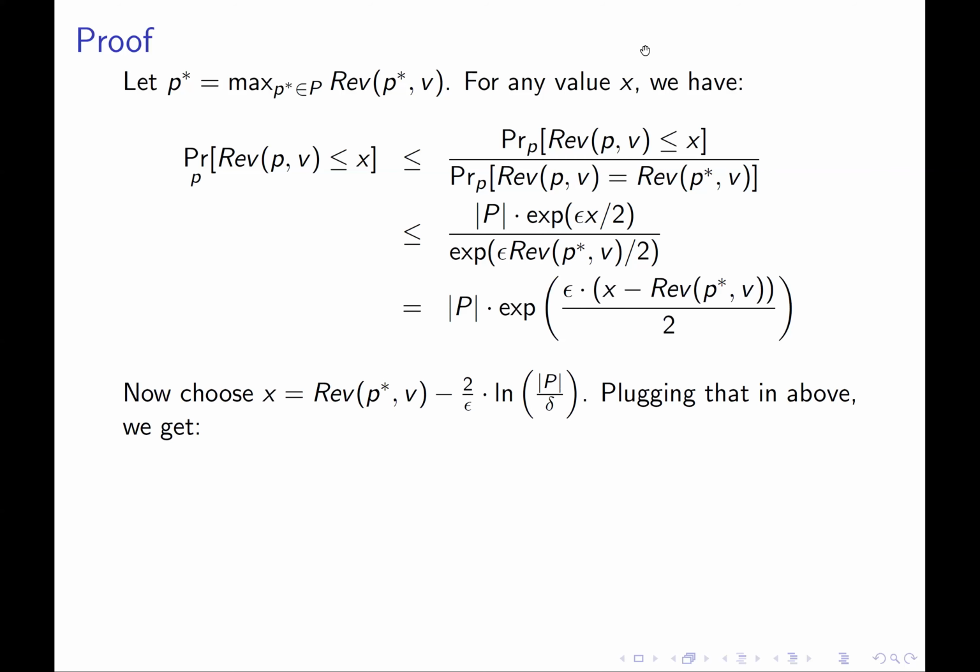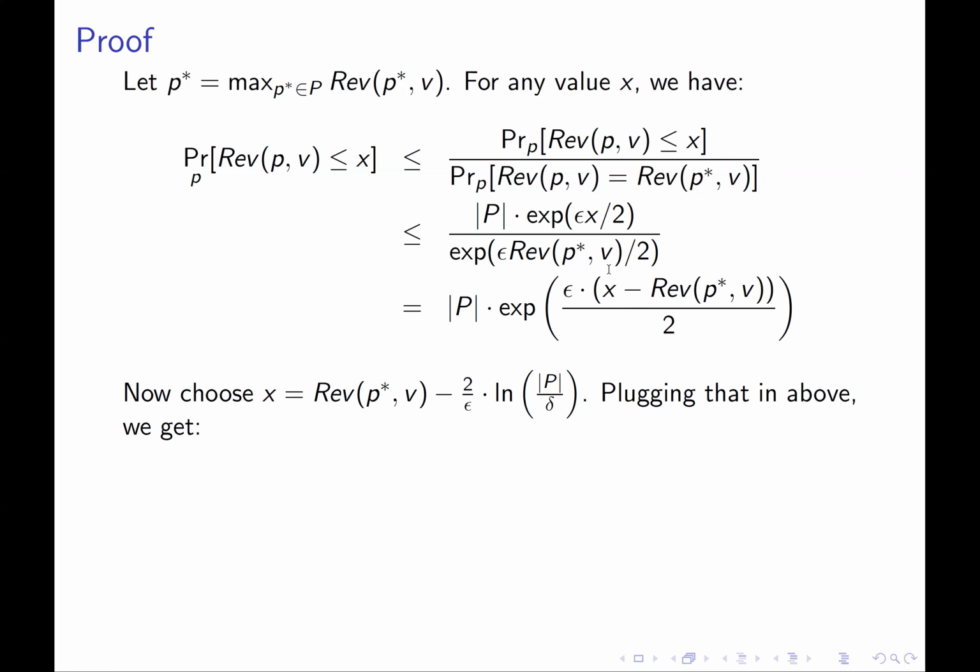And this is true for any value x, right? x is the arbitrary threshold at which we decided to call a price bad. And so let's pick a particular threshold. Let's say that a price is bad if the revenue that it gets is worse than the optimal revenue by exactly the amount that we claimed as our bound for the exponential mechanism, by 2 over epsilon times log of the number of prices divided by delta. And let's think about what happens if we plug this choice of x into our bound above.